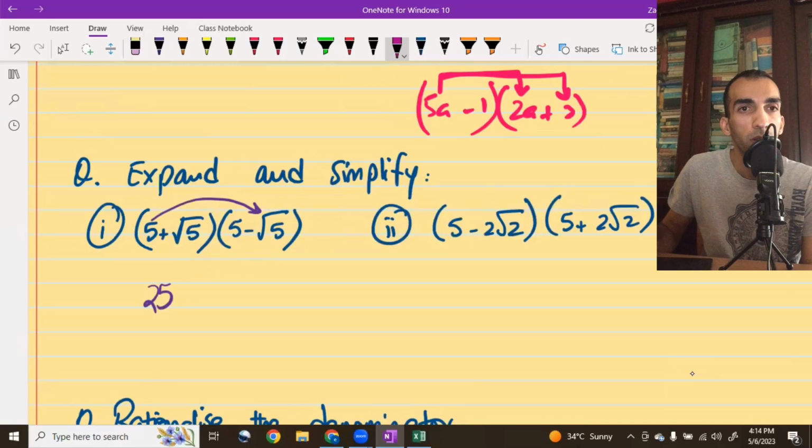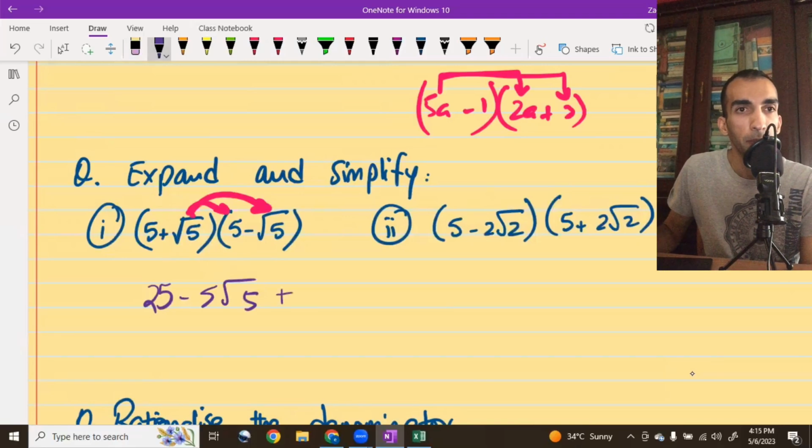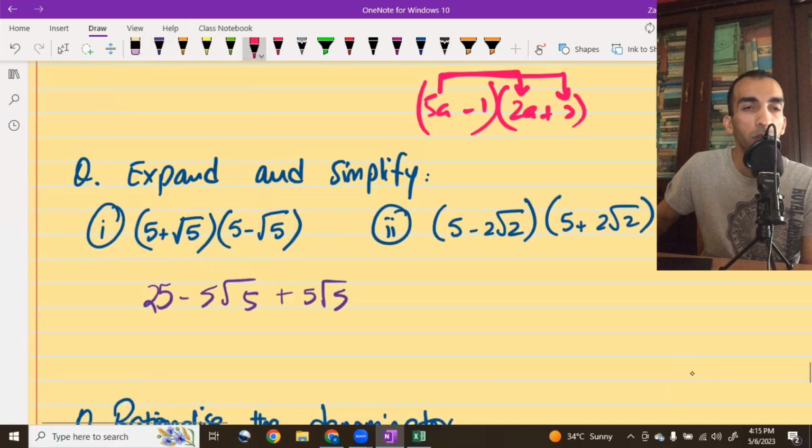What is that going to give you? 5 times negative square root of 5. Minus 5 square root 5. Indeed. Minus 5 square root of 5. Now we're going to repeat that process, but this time not with the first term, but the second term. This with this and this with this. So what's the answer going to be? You do 5 add 5 square root of 5. Well done. And then we're left with one last step.